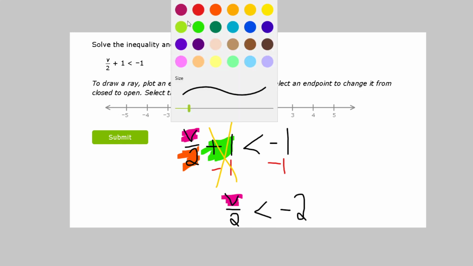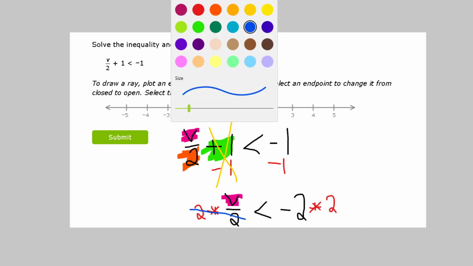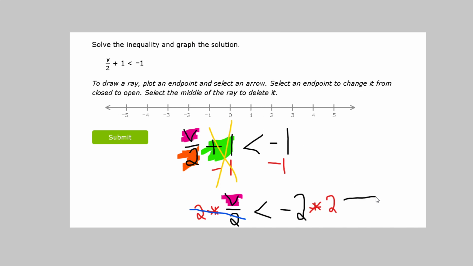So now we need to get rid of this 2 in the denominator. So we multiply both sides by 2. So these will cancel out because 2 divided by 2 is 1. And this will leave us with, let's see, we have just v is less than negative 2 times 2, negative 4. And we got our variable all alone, so that means that we solved it.